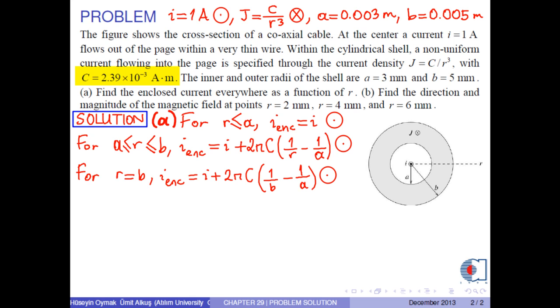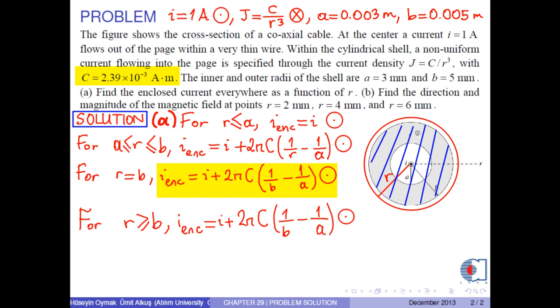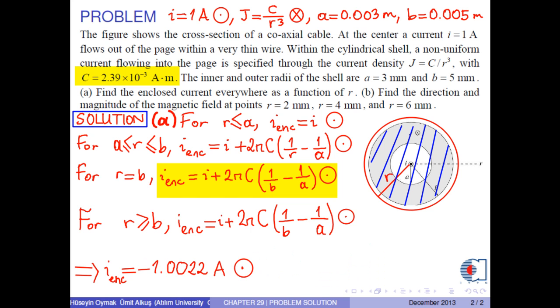Finally, for r greater than b, the enclosed current is the same as the surface case, that is, I enclosed equals I plus 2 pi C times (1 over b minus 1 over a), which is out of the screen. Now, with the numerical values, the enclosed current is obtained as negative 1.0022 amperes, which is out of the screen. The negativity in the result tells us that the direction out of the screen should be changed to direction into the screen.